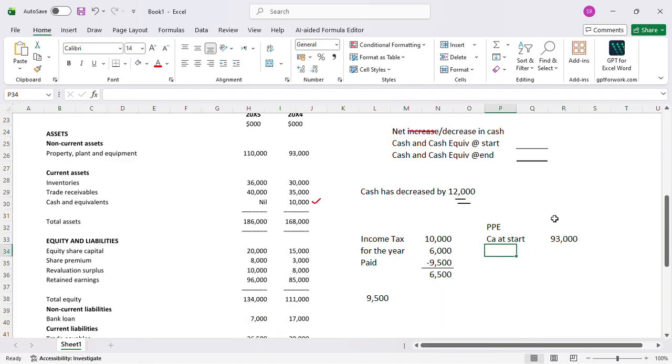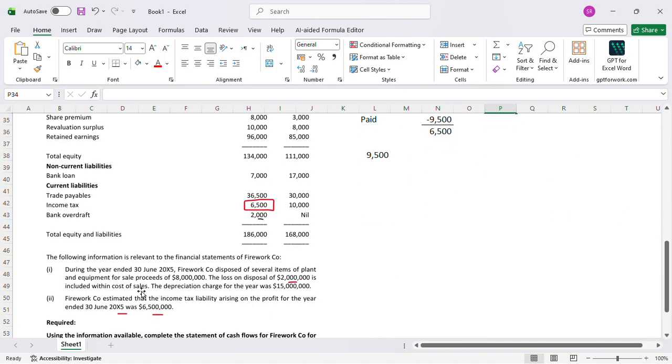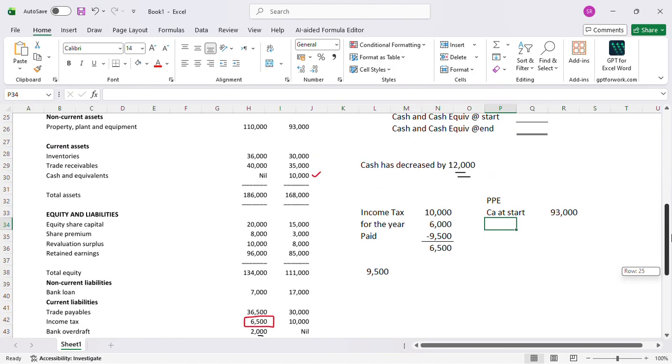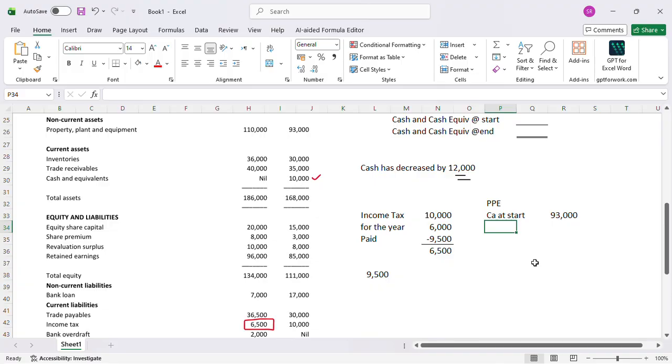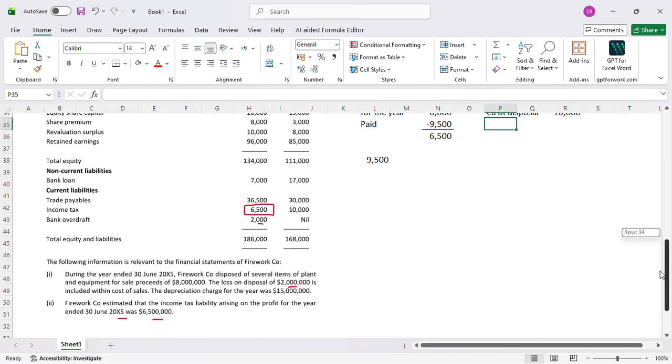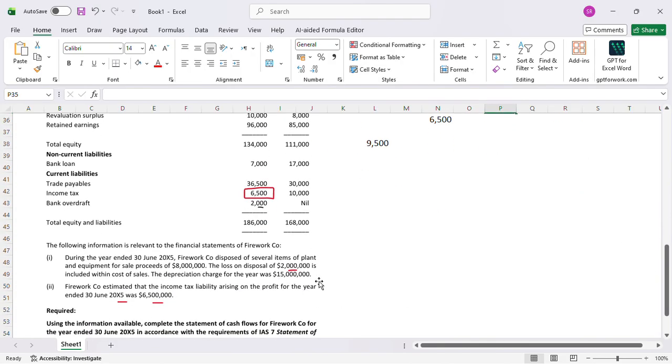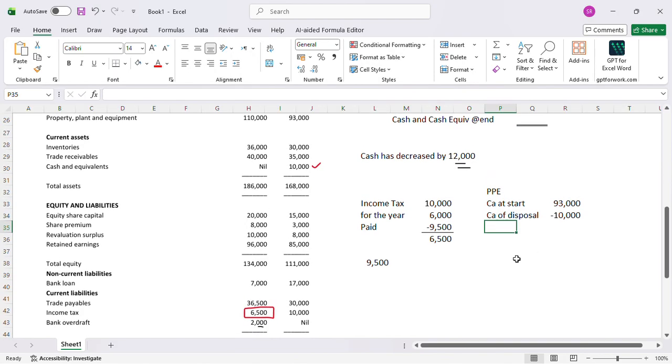Then what happened? Don't forget, we disposed of some property, plant, and equipment. Now, if the disposal proceeds is 8 million, we made a loss of 2 million. It means the carrying amount must have been 10 million. So the carrying amount of disposal of equipment is a negative because we disposed of the asset. What about the depreciation charge for the year? Because that has reduced the value of the property, plant, and equipment. That's 15 million.